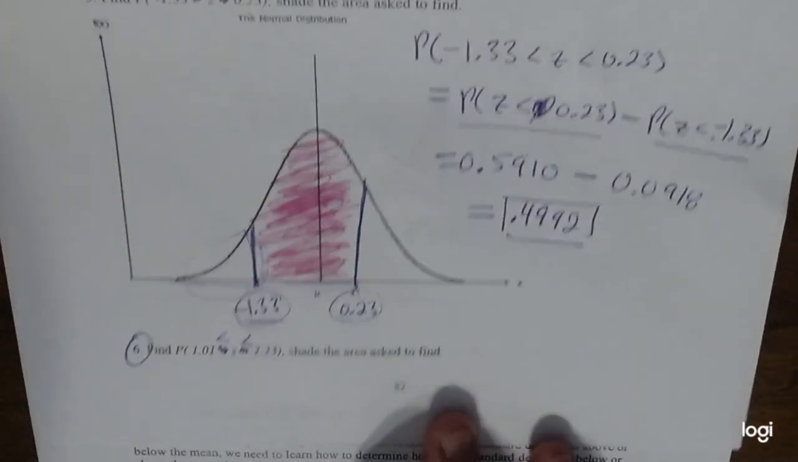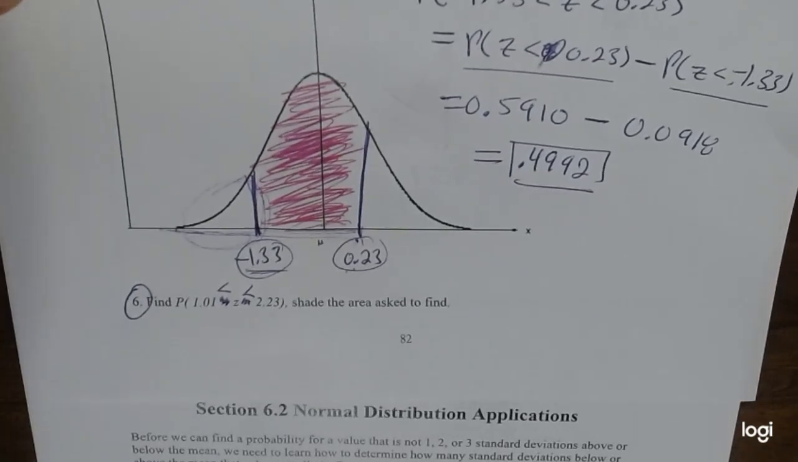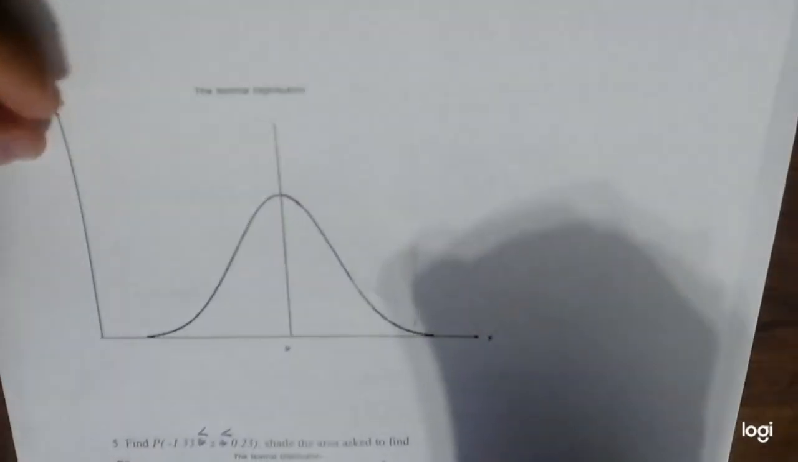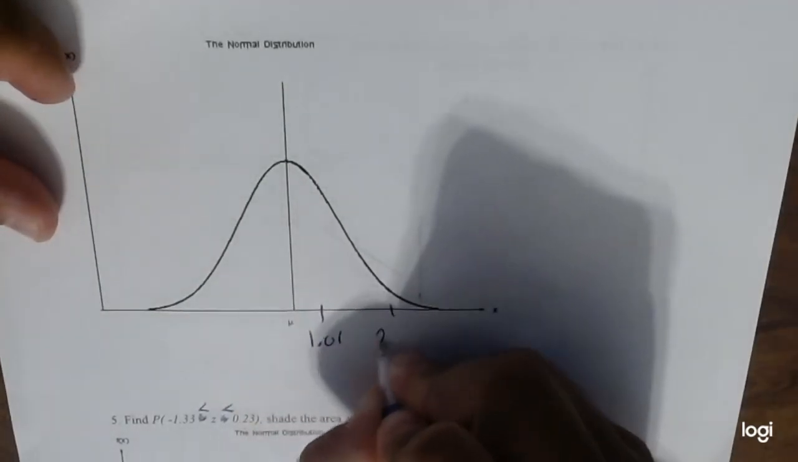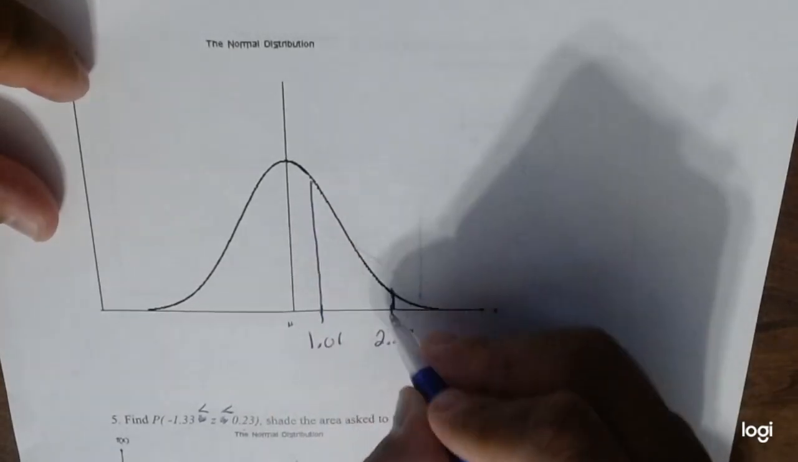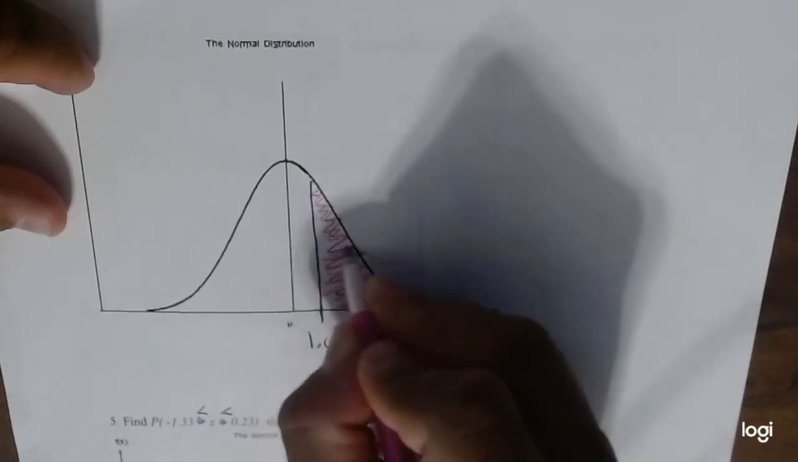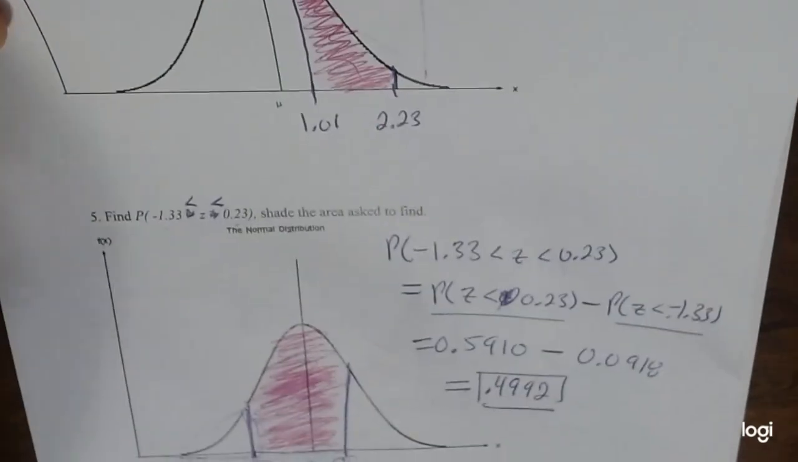Okay. So example 6 says, again, we want the probability of z being between 1.01 and 2.23. I kind of messed up on my notes here, but you guys can see: this is 1.01, and this is 2.23. Again, you don't have to be as accurate when it comes to shading, as long as you understand it. So I want between these numbers. We're going to follow the exact same process we did here.